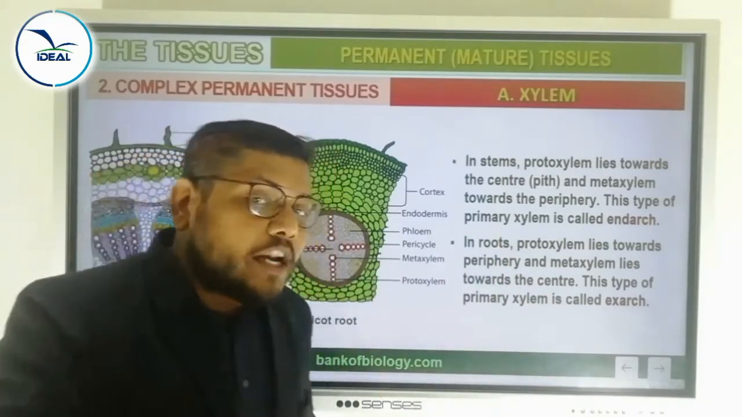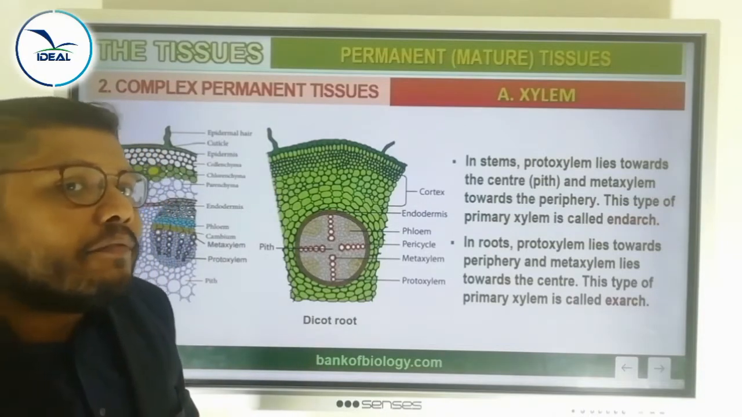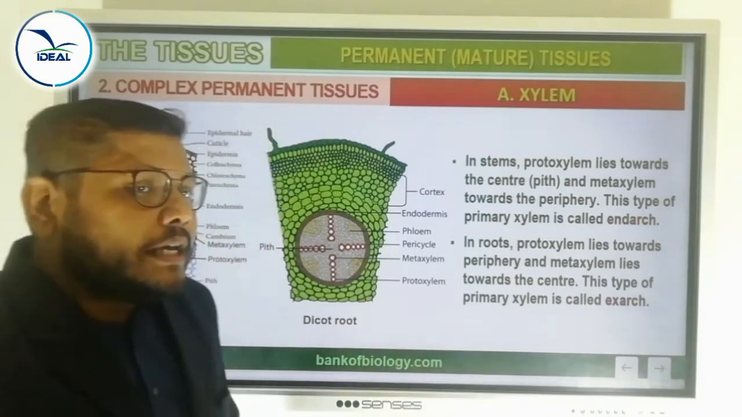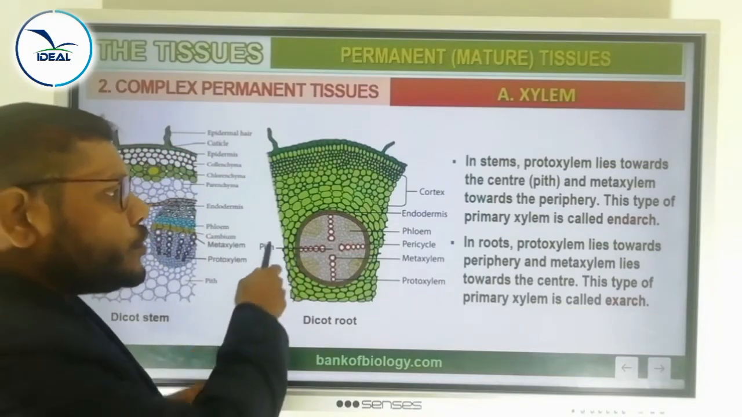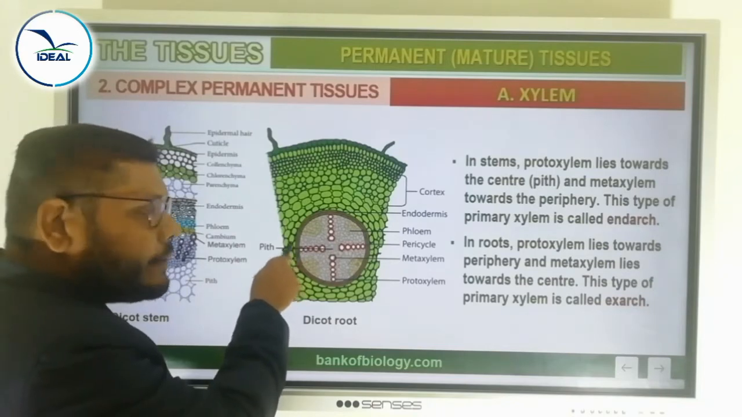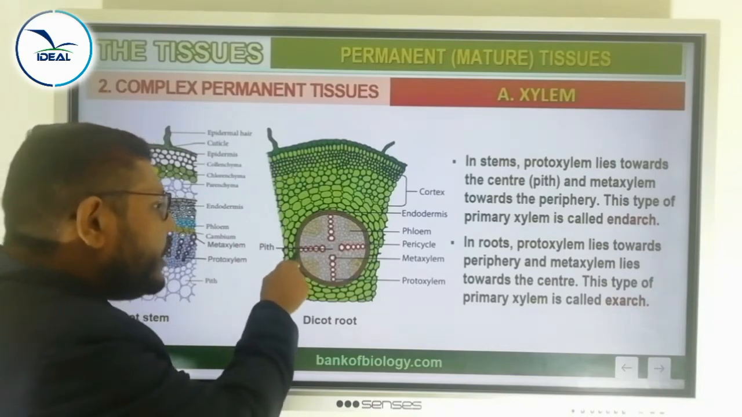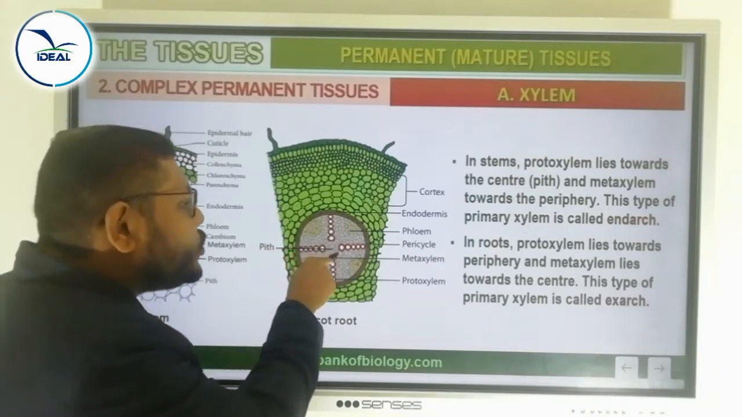Then another type of xylem is called exarch xylem. Where can we see exarch xylem? In all roots. Here the protoxylem, meaning small xylem, lies towards the periphery. Look, this is the protoxylem, small xylem. That protoxylem lies towards the periphery and the metaxylem lies towards the center.